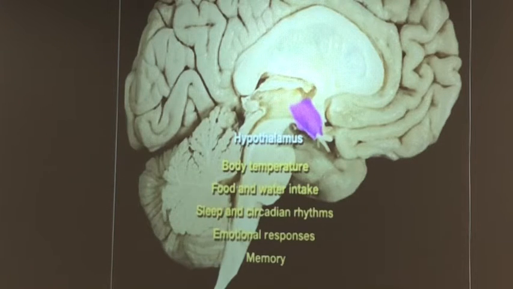Another important function, production of neurosecretory substances. So production of neurosecretory substances that stimulate the pituitary gland to secrete hormones. Here it is again. Production of neurosecretory substances that stimulate the pituitary gland to secrete hormones. So obviously, really important.